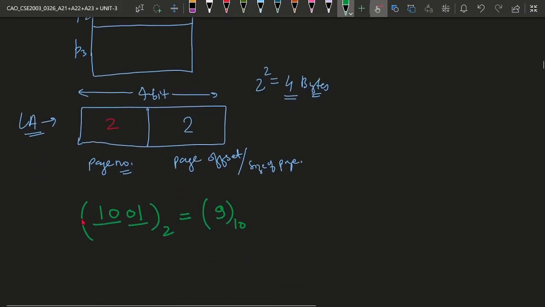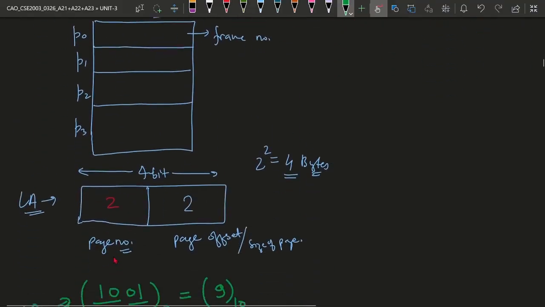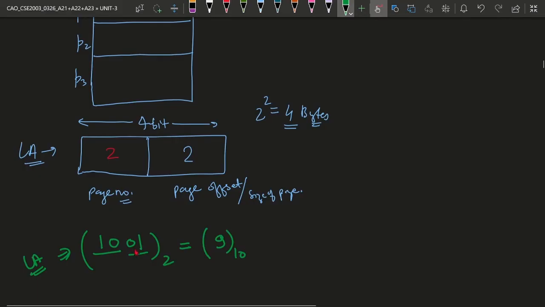Because the address will be this one, this is the logical address. With respect to that logical address, 10 will be indicating the 2. So at page number 2, we will go with offset value 01, and at that value it is 9.